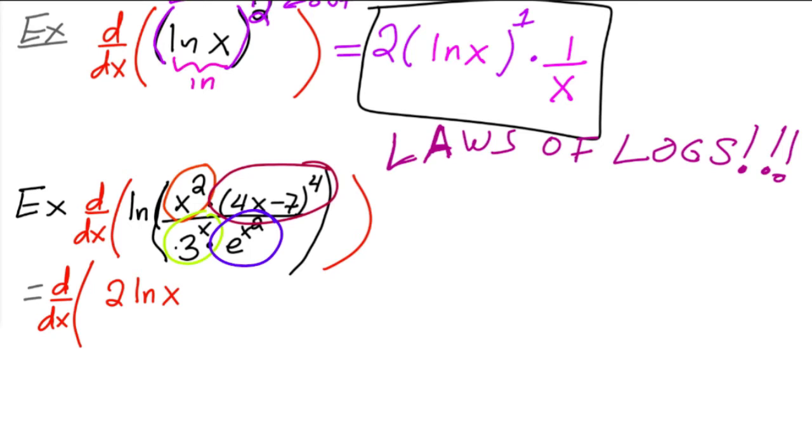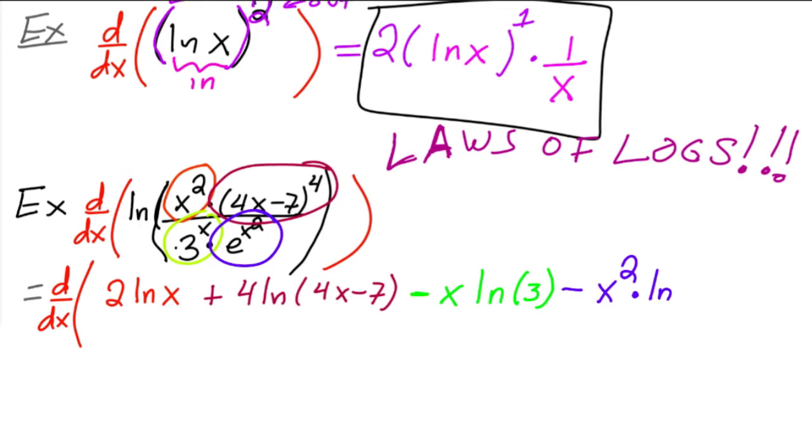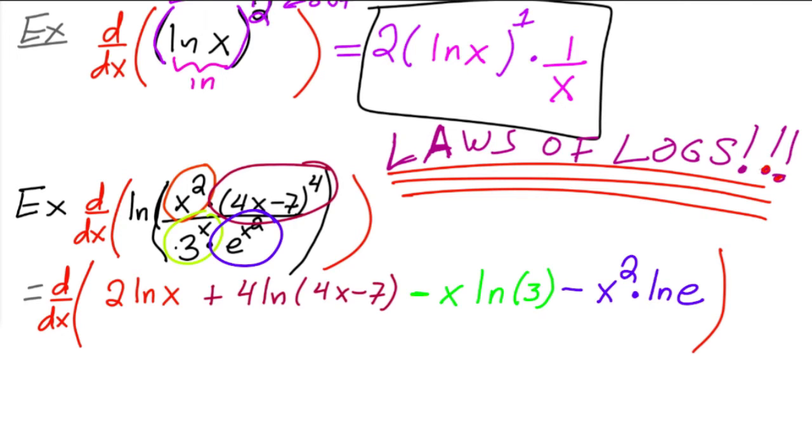And so when I break this up, it is going to be equal to 2 natural log of x plus 4 natural log of 4x minus 7 minus x natural log of 3, and then minus x squared times natural log of e. And again, if you don't remember your laws of logarithms, go back and review them. But this is what it breaks up into.